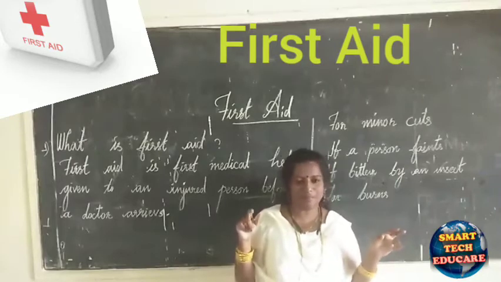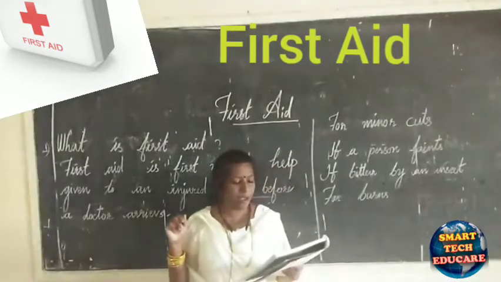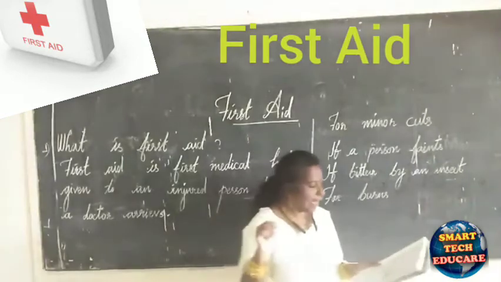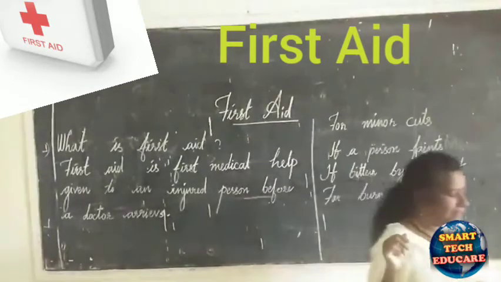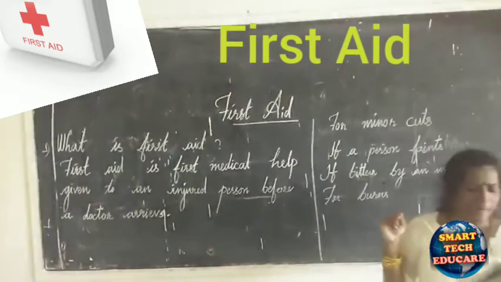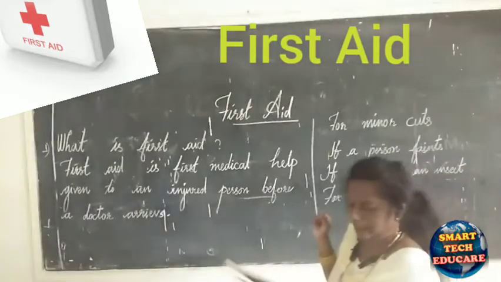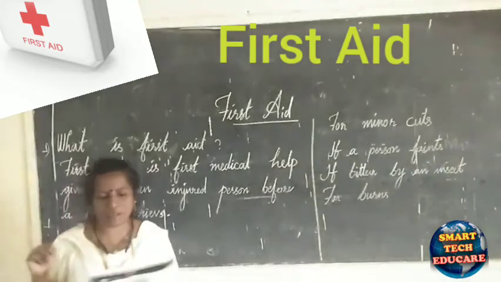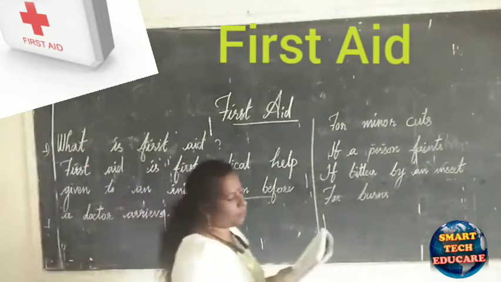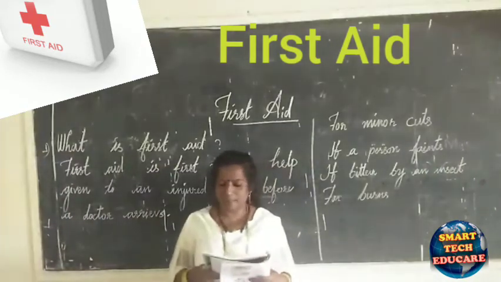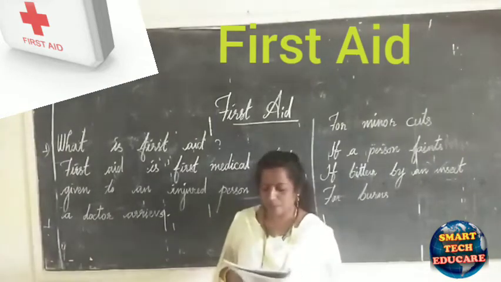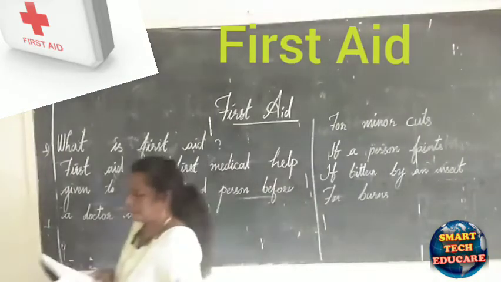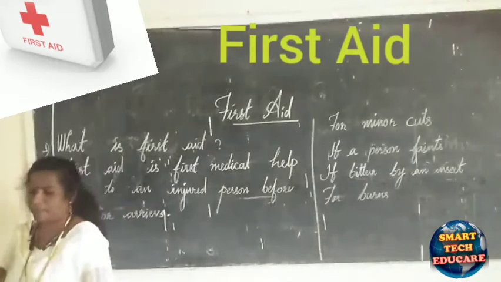Is it clear? Yes. Bitten by an insect. Insect bites or stings are painful. If bitten by an insect like a bee or wasp, apply a paste of baking soda and cold cream on the affected part to give relief. Put some ice on the affected part.